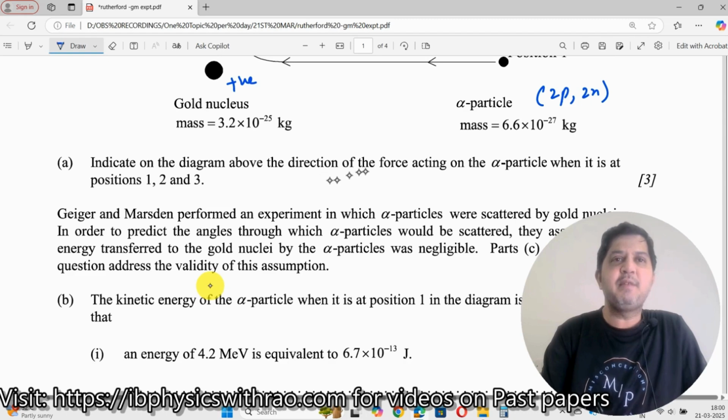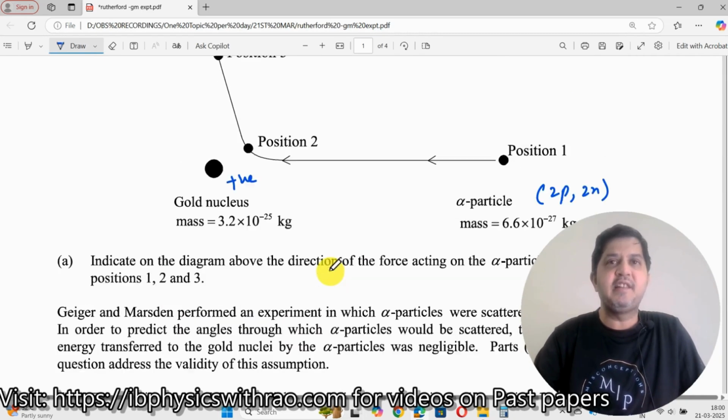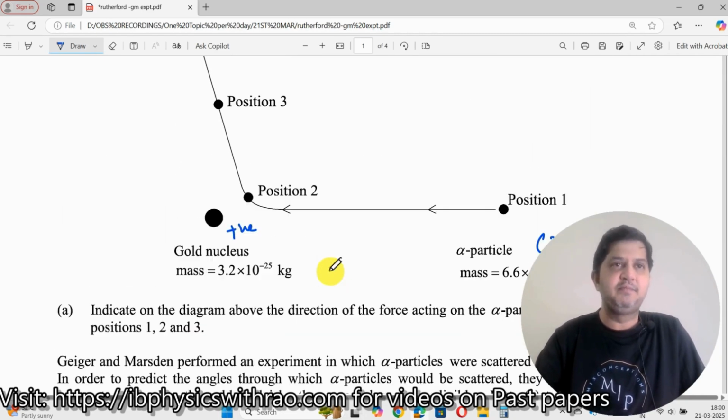Indicate on the diagram the direction of the force acting on the alpha particle when it is at positions 1, 2 and 3. What is the direction of the force at positions 1, 2 and 3? When the particle is here, this is positive, this is also positive. What will happen? There will be a repulsive force. So how will the repulsive force act? It will act like this over here at position 1. The alpha particle is being repelled away from here.